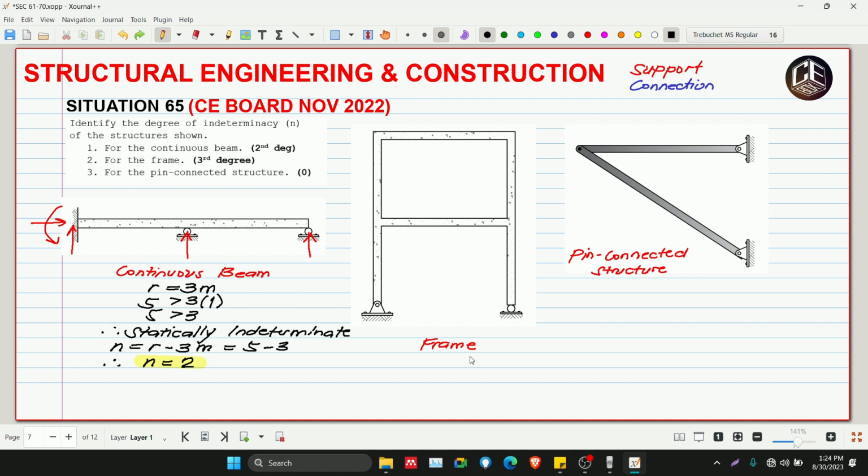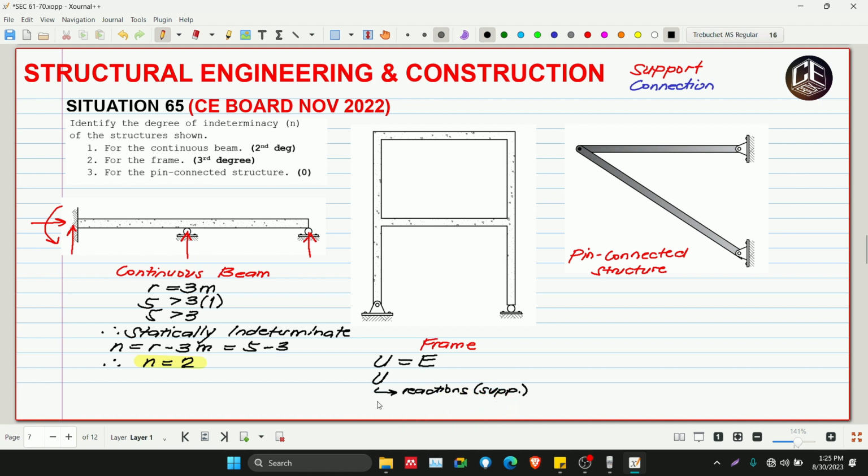So number 2, for the frame. So ang ginagamit ko dito na equation is general equation, which is U is equivalent to E. Ano nga ba to? Yung U is the number of unknowns and yung ating E is number of equation. So ang included sa ating U is yung reactions. Lahat ng reactions sa ating frame. So, saan manggagaling yun? Sa support.